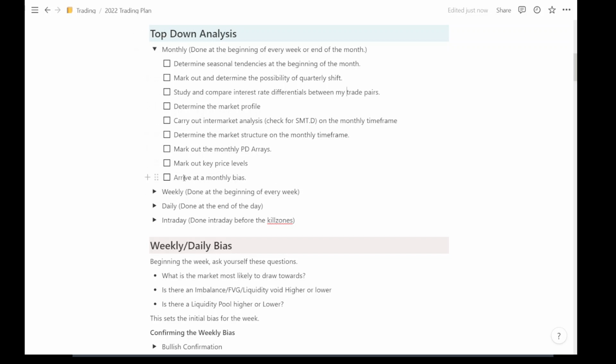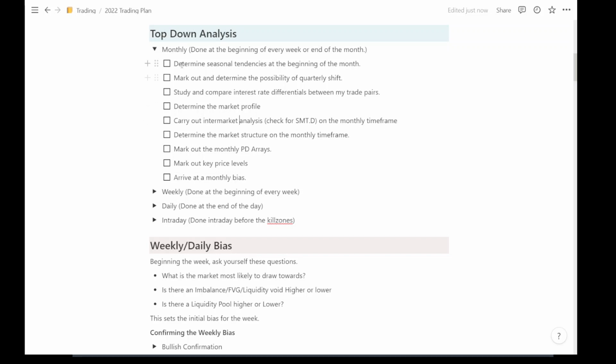Okay, but the emphasis I'm going to place for the monthly analysis is the SMT divergence. Okay, I check to see if there's SMT divergence between the EU and GU, to have an idea of what is likely going to happen for that month. And I'm still going to show examples.